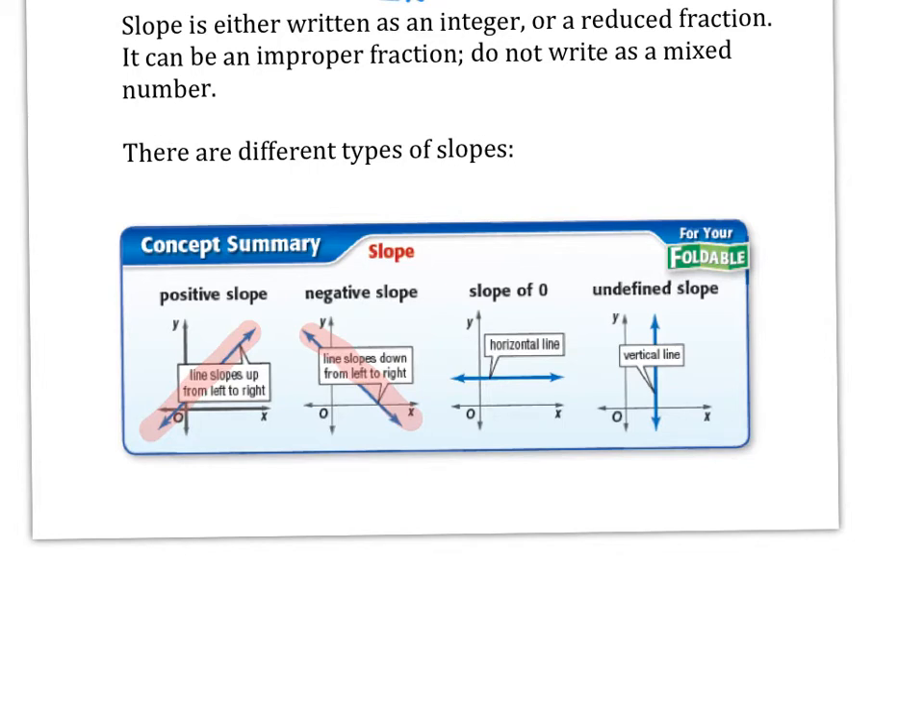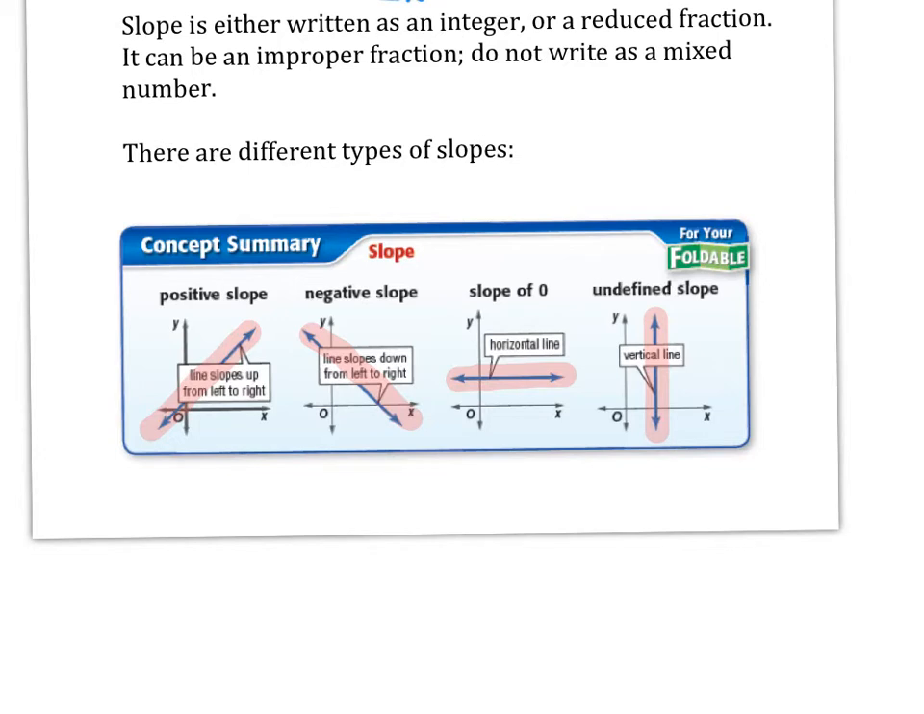Slope of 0 means that you have a flat horizontal line. That's not going up, that's not going down. So that is a slope of 0. Whereas the opposite is a vertical line. This is an undefined slope. This means the slope is just straight up and down, too steep. You can't calculate it. So it's known as undefined.